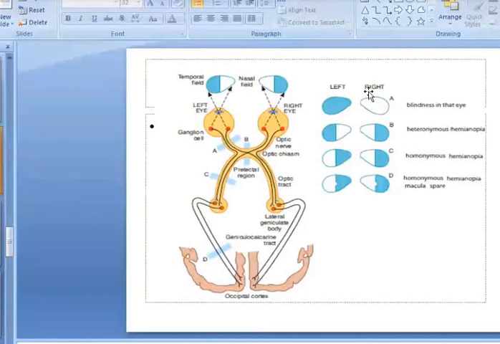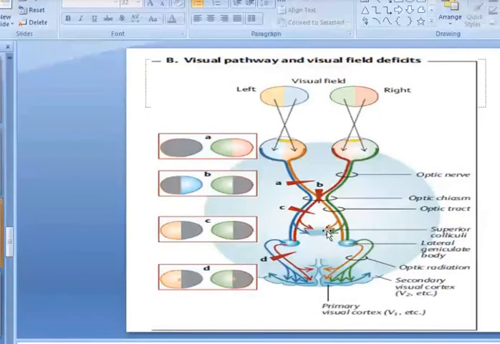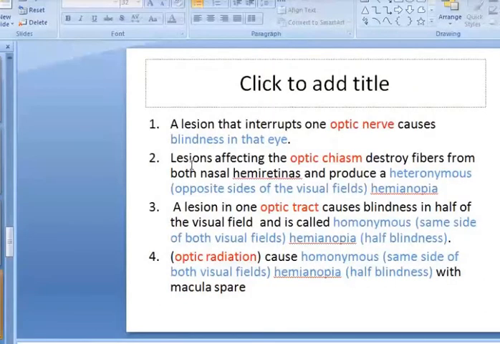Again, if you look at it, the same thing is there. Look at here, this input, this one is important. Now look at this. What is that? Heteronymous means the opposite side of the visual field. Hemianopia means half blindness, with macular sparing.